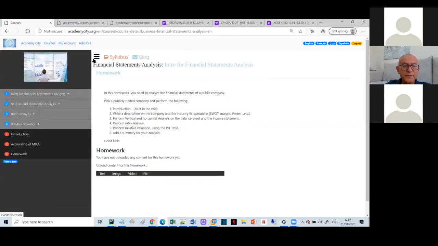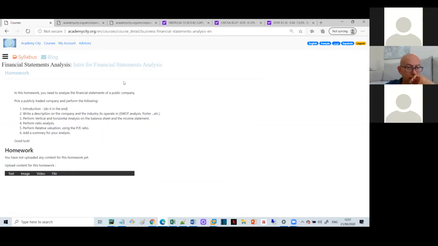In the homework, we talked about describing the company, and that stuff you have learned probably in a lot of other courses. You can use SWOT analysis, Porter, whatever. Just convey the idea that you do understand what this company is about. The next part, we learned about vertical and horizontal analysis. You just implement it for your own company. Then we studied last session ratio analysis. So you calculate the ratios for your own company and you talk about them.